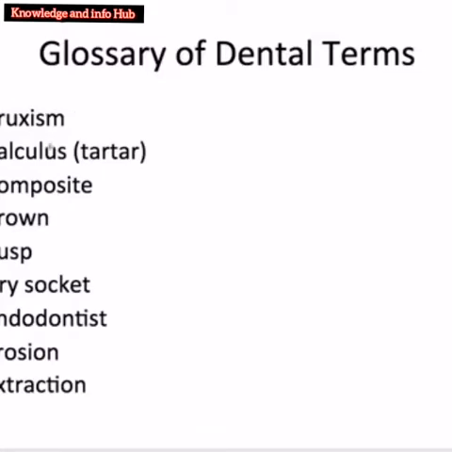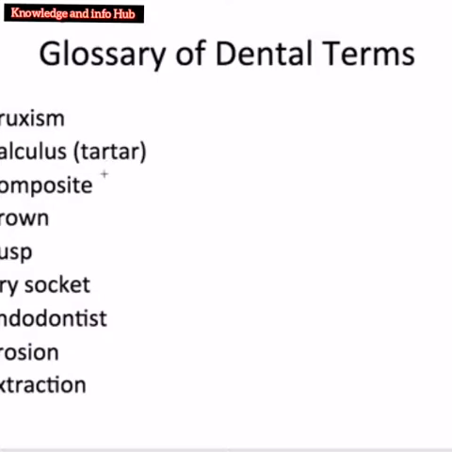Bruxism refers to an unconscious habit of grinding or clenching the teeth, which often happens when a person is sleeping or during the day if it's related to stress. Calculus is another name for tartar, which is a hard deposit of minerals coated with bacterial plaque that can build up on the teeth and cause gums to get inflamed, like we talked about before. It's basically mineralized dental plaque. It's scraped off when a dentist or hygienist cleans your teeth during a routine cleaning.